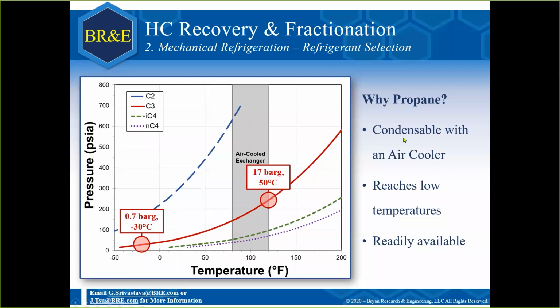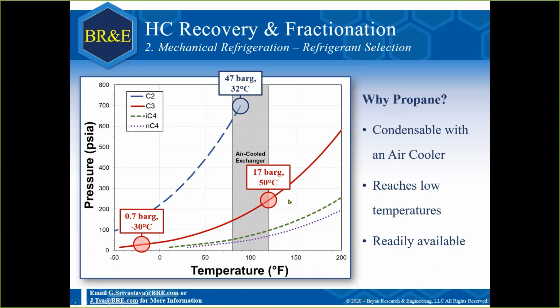In contrast, if we were to look at, for example, ethane, C2, the blue line, you will see that we can only reach 32 degrees Celsius at 47 bar gauge. And even then, it's quite difficult for air-cooled exchangers to condense this down, especially in the hotter countries. Yes, we can get a lot colder temperatures, but this huge pressure swing is generally not desirable and not practical.